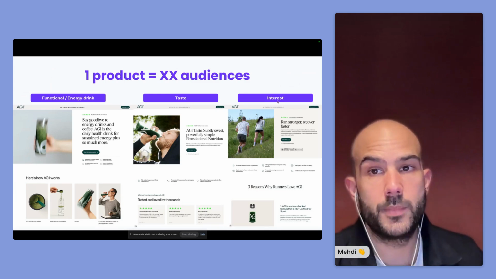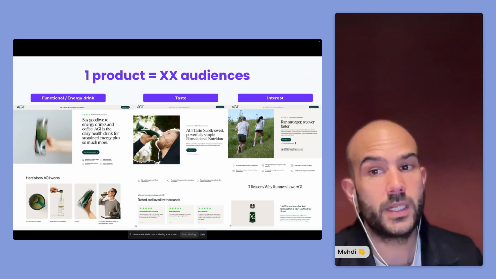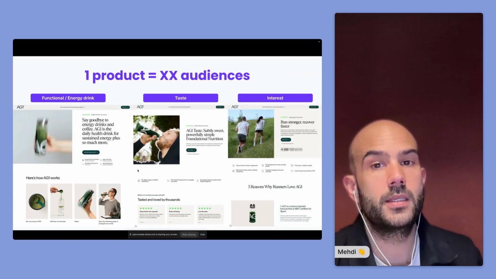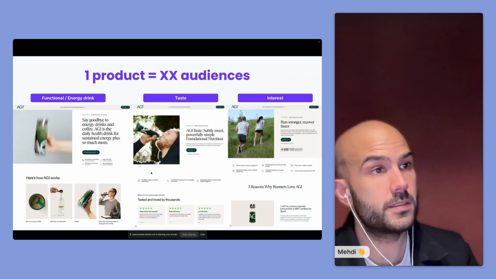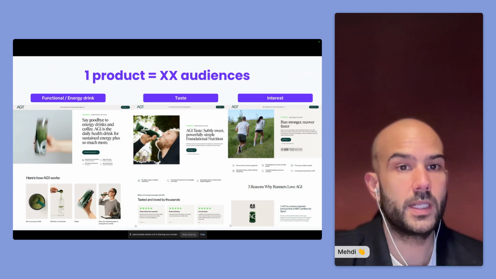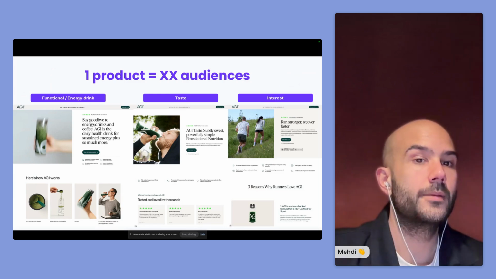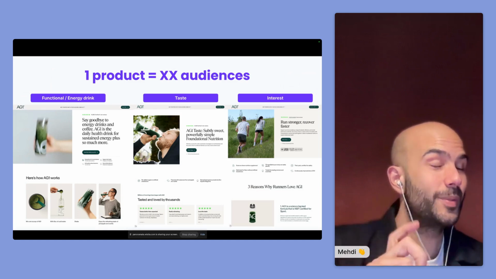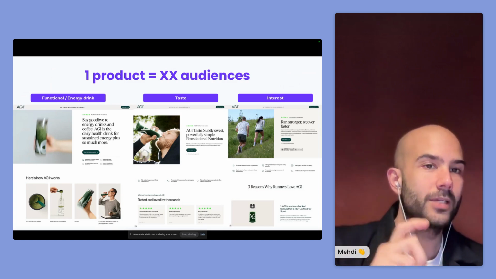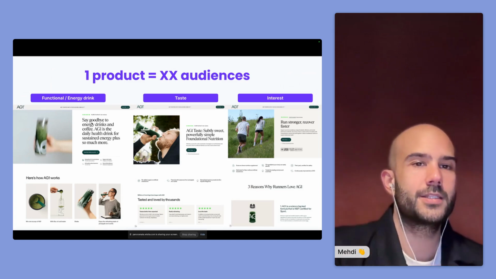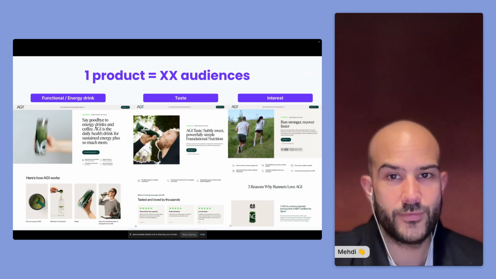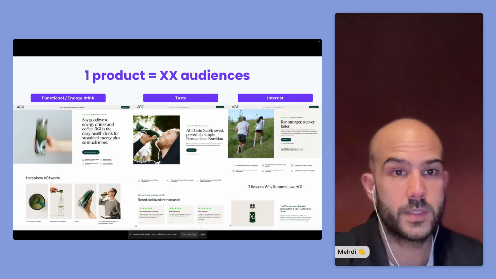So this is a landing page built specifically for runners. This is a landing page specifically built for the taste. And this is a landing page specifically built for energy, for the people looking for an energy drink and functional benefits. All right, that's specifically for the benefits. And you can see again, same product, but three very different headlines targeting very specific use cases.